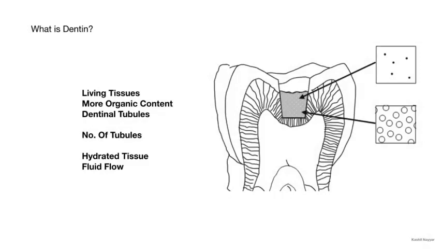So what is dentin? It's a living tissue. It's more organic content. It has dentinal tubules, and the tubules increase as we are going deeper. It's a hydrated tissue, and the movement of the fluid is outward, and this is defense mechanism of the tooth itself, because the intrapulpal pressure is always higher and it is pushing that fluid outward, so there is less chance of bacterial ingression inside the tubule. So this is basically a defense mechanism, and we have to overcome that whenever we are trying to achieve optimum bonding.